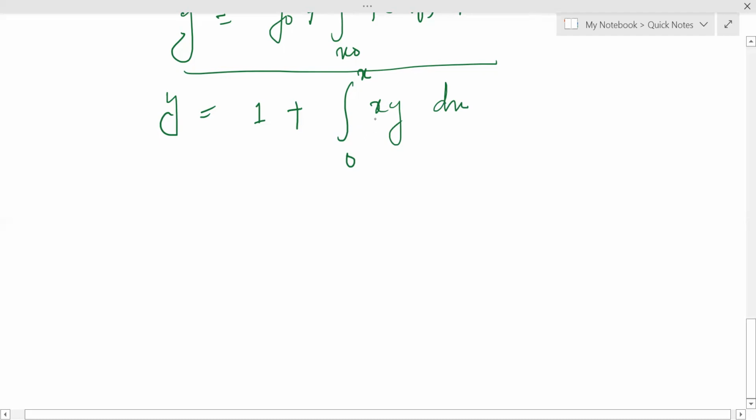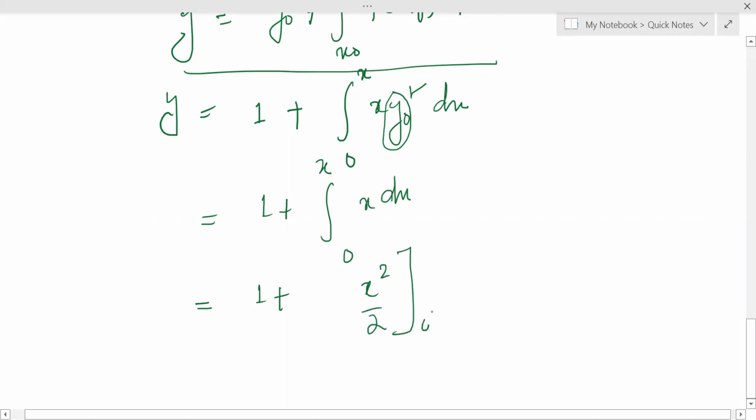So the initial value of y0 you can just substitute in this function. In the initial case you can substitute y0 is equal to 1. Then what is the value? 1 plus integration from 0 to x of x dx. Then you can integrate this function: 1 plus x square by 2, from 0 to x.